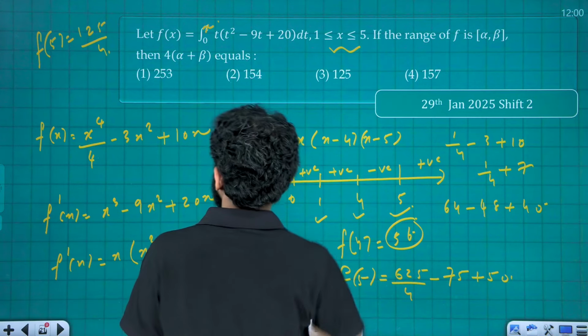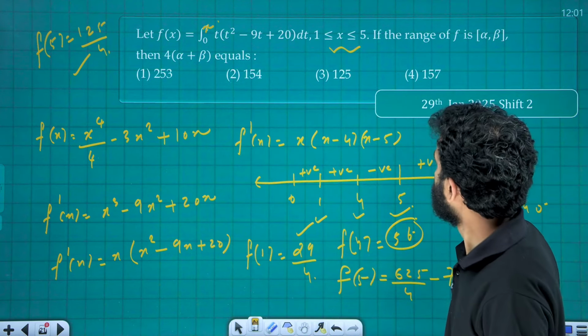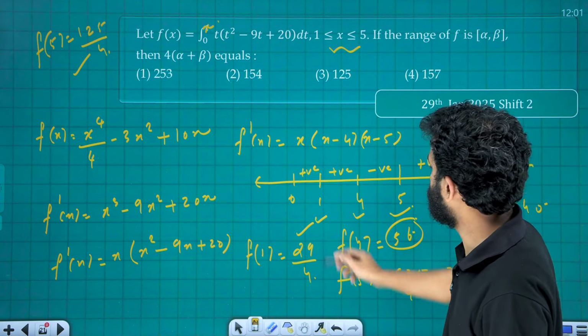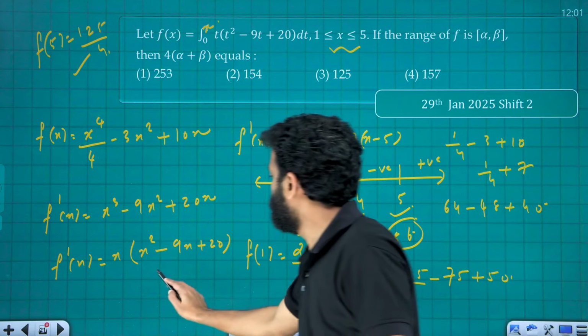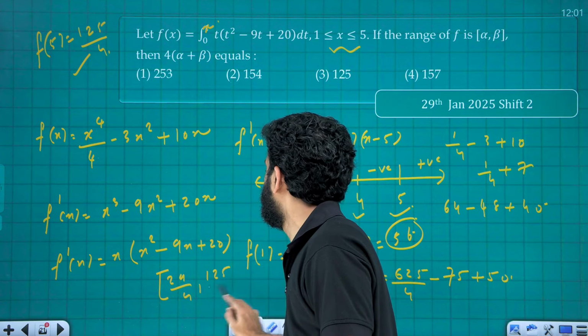Okay. This is the biggest value, right? 125 by 4, and this is the lowest value, f of 1. Therefore, yeah, the range will be the closed interval 29 by 4, comma 125 by 4.